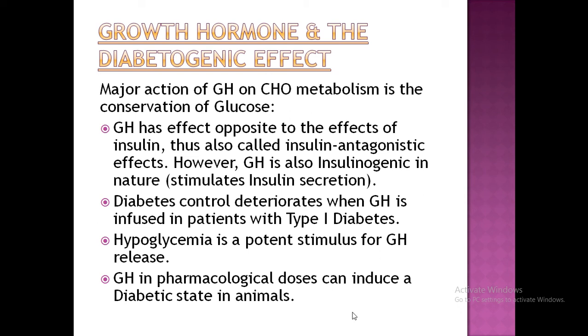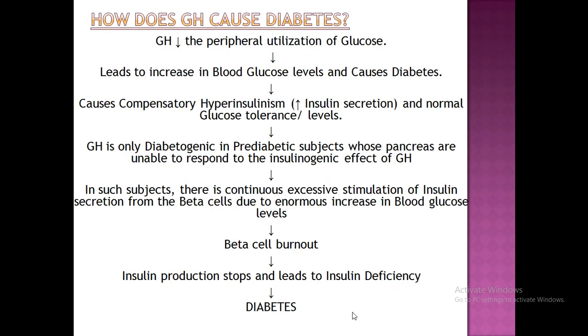Now the next thing is growth hormone. While discussing the action of growth hormone, I omitted this specific action because I want to add it at this stage, as I am adding this slide in this video while I wind up the whole story regarding blood glucose level control. So what is the role of growth hormone here? The major action of growth hormone on carbohydrate metabolism is the conservation of glucose. It has the opposite effect of insulin, that is the main action of growth hormone.